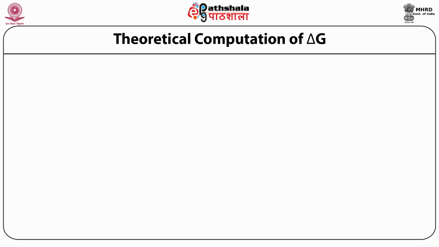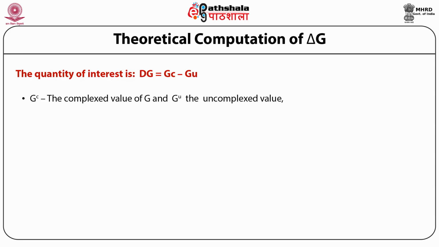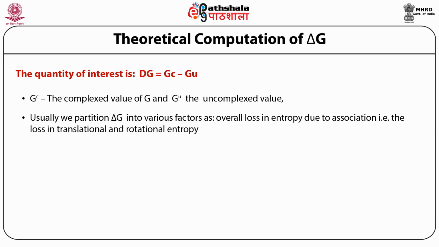Theoretical computation of delta G is very important because it can tell us what small molecule or ligand can bind better than another. So, the quantity of interest is delta G equal to Gc, that is the complexed value of G, minus Gu, the uncomplexed value of G. Usually, we partition delta G into various factors, such as the overall loss of entropy due to association, that is, the loss in translational and rotational entropy.